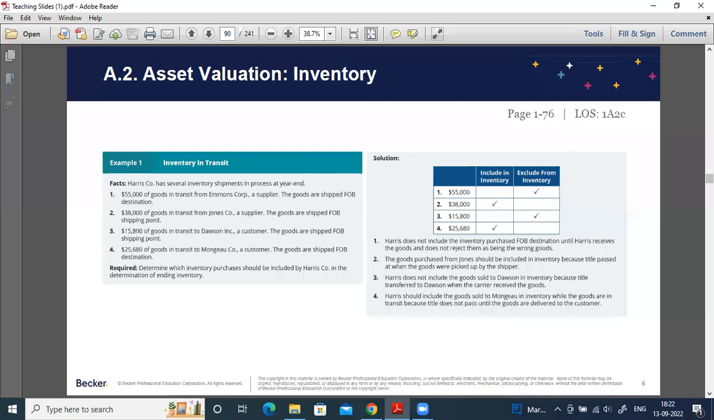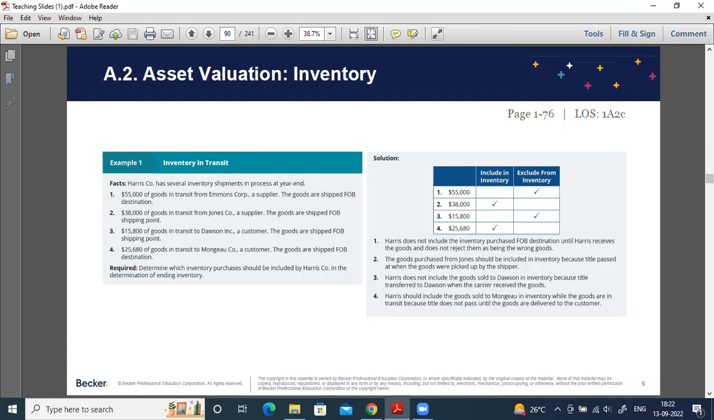Then the last one, 25,680 goods in transit to Mange Co, a customer. The goods are shipped FOB destination. So in case of FOB destination, we already learned that unless the purchaser receives the goods, the title will not be transferred. So up to the date of receiving the goods by the purchaser, we need to include this 25,680 as inventory. So I give 2 minutes' time. Please go through this question. If anyone has any questions, let me know. Because I will be giving another example also. I need answers for that.